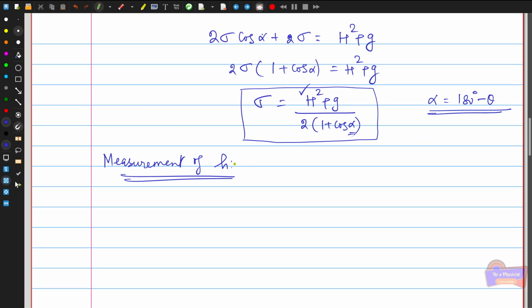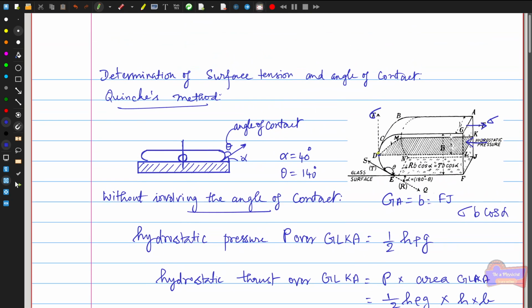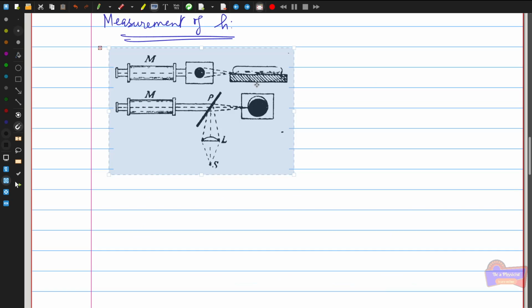So for measurement of this small h, the distance between the top of the drop and the horizontal surface of the maximum area, we must determine the point D, where the free surface of the drop is perfectly vertical. This has to be done by the arrangement shown in the figure.